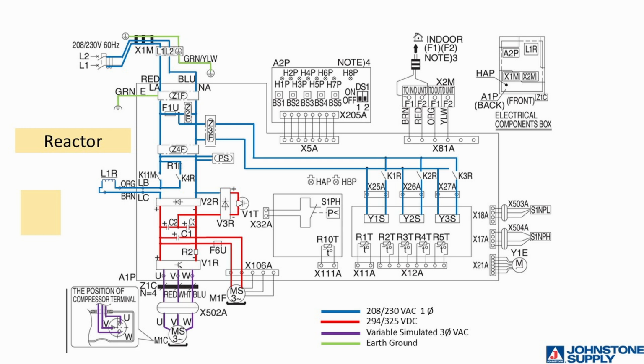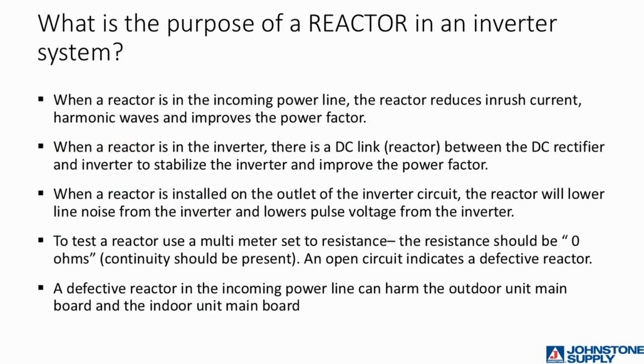The reactor resembles a transformer, but the incoming and the outgoing voltage are the same. When the reactor is on the AC side, it reduces inrush current, harmonics, and improves the power factor. When the reactor is located between the diode stack and the smoothing capacitors, it helps to stabilize the inverter and improve the power factor.